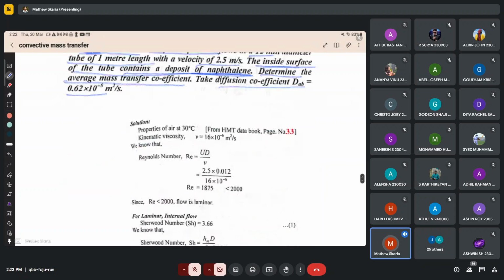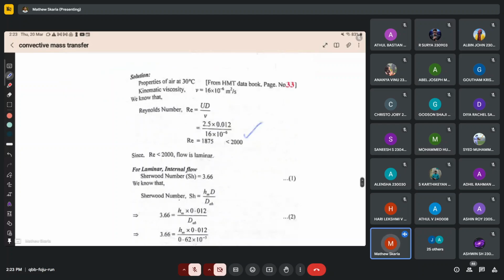The first part is to get the Reynolds number. Since it is internal flow, the critical Reynolds number for the laminar-turbulent determination is 2000. For external flow over a flat plate, it is 5 times 10 to the power 5. For internal flow it is 2000, so you have to get the value of the Reynolds number. Here the Reynolds number is 1875. The given value is less than 2000, so the flow is laminar.